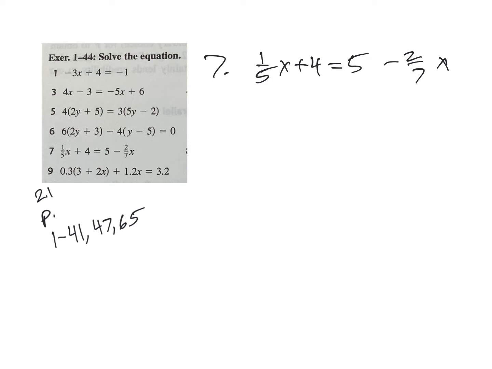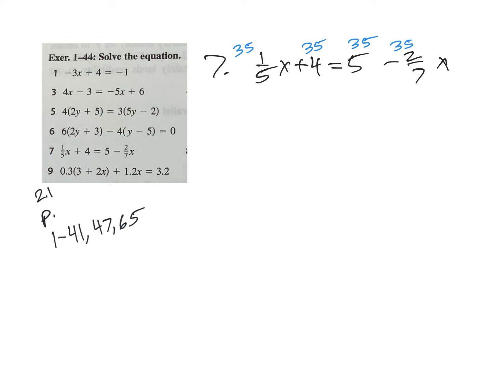You could do it this way, but I want to make sure you understand that you could go ahead and just get rid of your fractions. So I like to do this as an example. What does 7 and 5 both go into? 35. So if I multiplied everything by 35, I would remove my fractions. Now you can do it the way I was doing it just a second ago, but watch what happens.